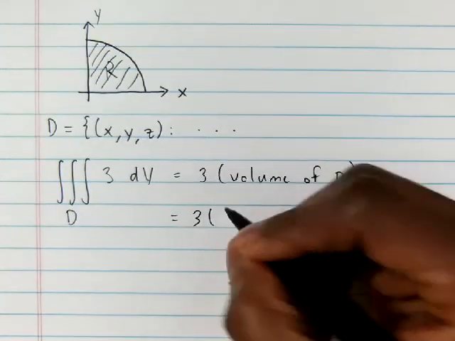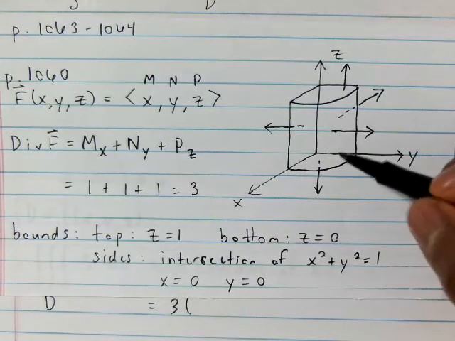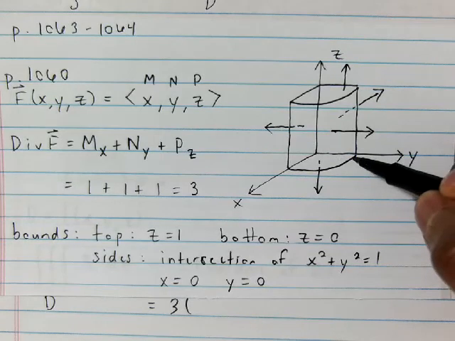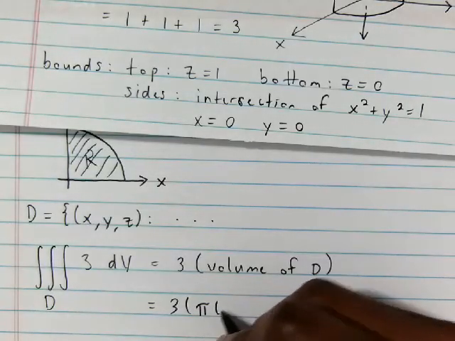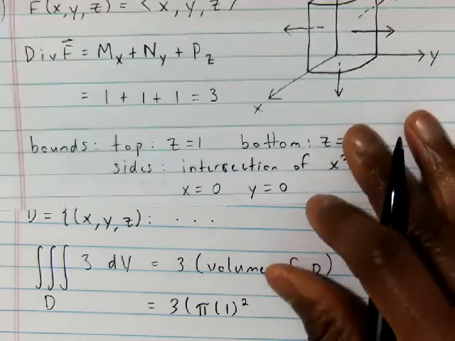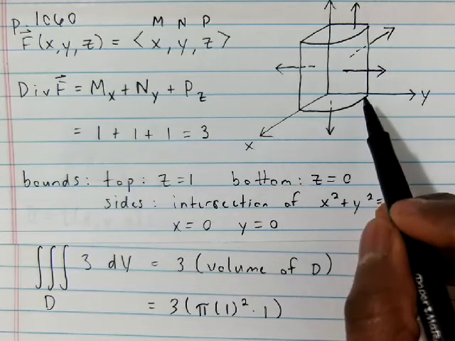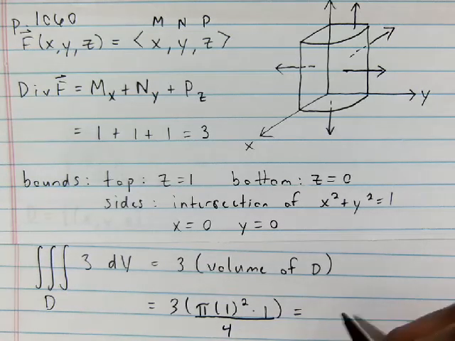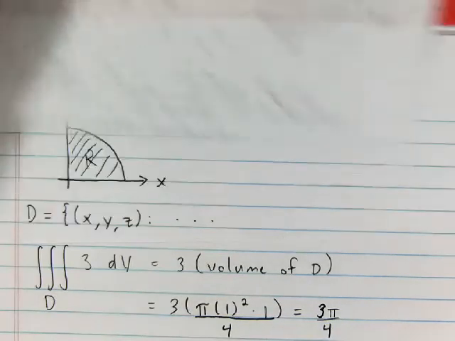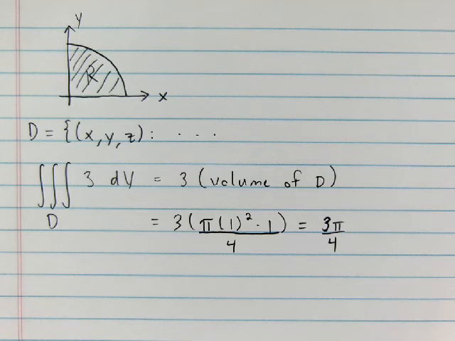So 3 times, what is the volume of this thing? The volume of a right cylinder is pi r squared times the height. Our radius here was 1. So this is going to be pi times 1 squared times our height on that cylinder, which was also 1. So times 1. But then that will be the entire cylinder. We have a quarter of the cylinder, so we take that and divide it by 4. So we get 3 pi over 4. And we don't have to worry about setting up those bounds because we just use our knowledge of geometry and our knowledge of triple integrals to do it that way instead. All right, so I'll stop this video here and then we'll continue with section 15.8 in our next video.